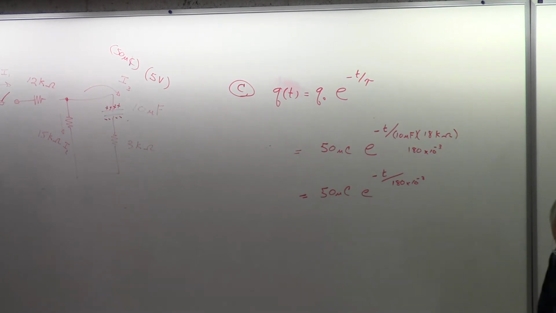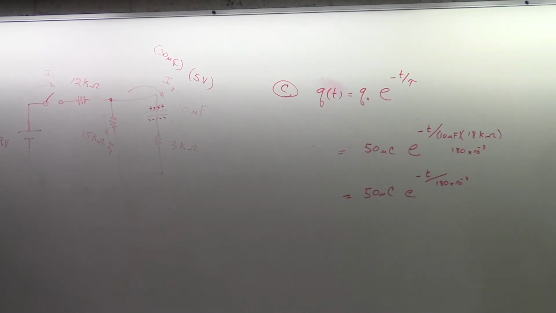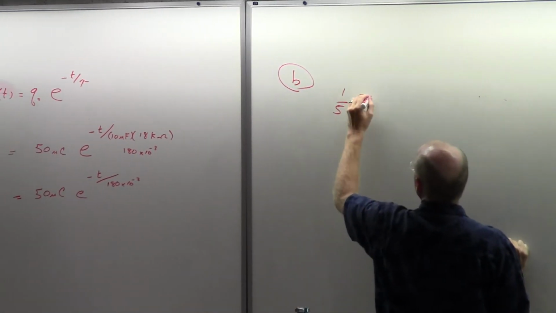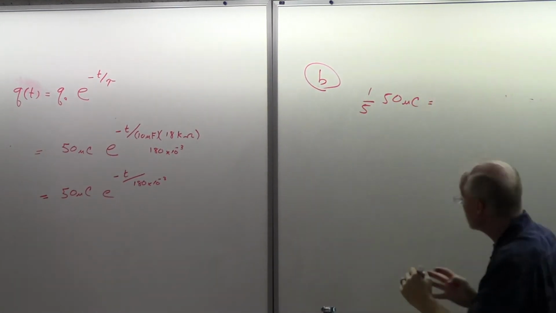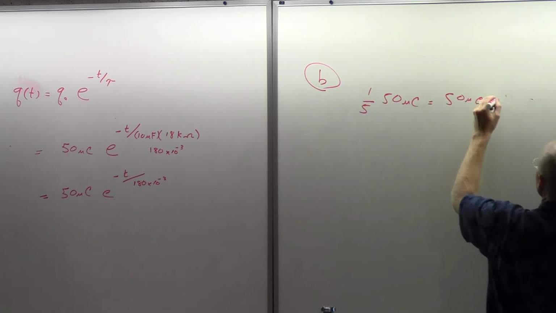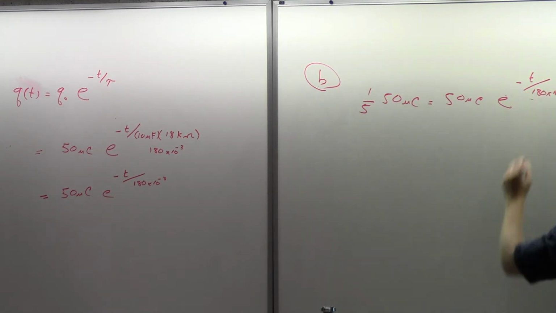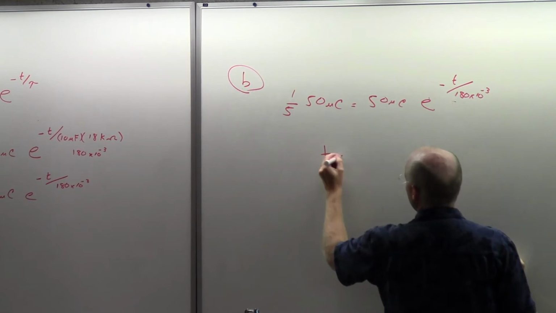Now, I better come back here because I don't think they asked for charge. Didn't they ask for current? Yeah, C says, the switch is now opened. Write down the equation for the current as a function of time. D does say, find the time interval for which the charge on the capacitor is reduced to 1/5 of its value. Well, in the interest of time, so we can start magnetism, I'll do D over here by saying 1/5 of 50 microcoulombs equals 50 microcoulombs e to the minus t over 180 milliseconds, right? And so you can solve that and get time.